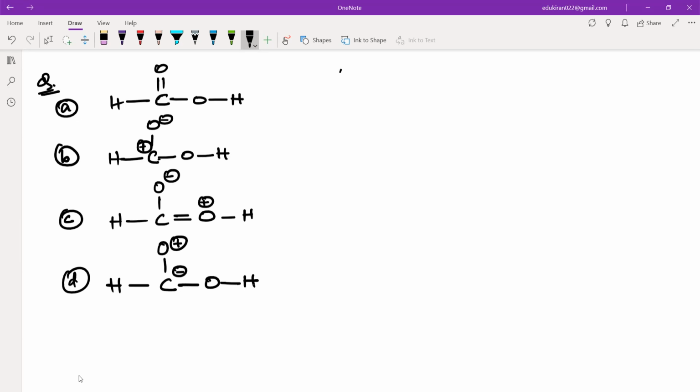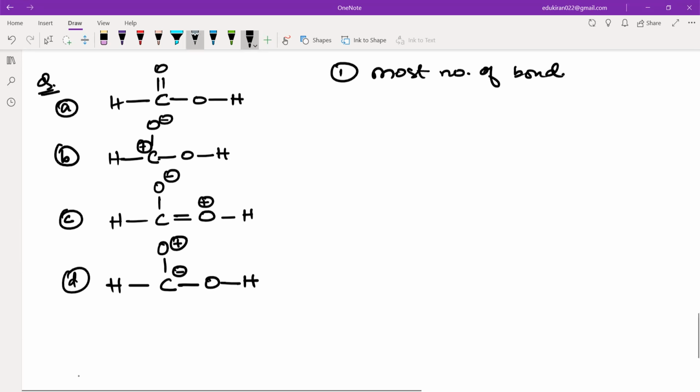Okay. So first thing is most number of bonds. So you calculate the number of bonds first of all. Tell me, in this A structure how many bonds are there? Count all the bonds. What happened? You guys can't count the bonds. How many bonds? 5 bonds. 1, 2, 3, 4, 5 bonds, right? So this has 5 bonds.